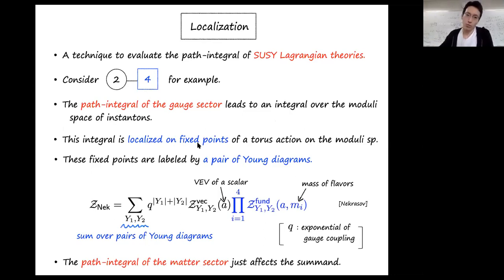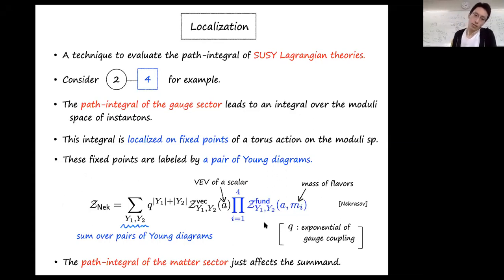I mean, the instanton moduli space is acted on by some group, which corresponds to the rotational symmetry of the space-time and gauge symmetry at infinity. And due to that action of the group, this integral over the moduli space of instantons is localized on the fixed points of this torus action. And what is interesting is that these fixed points are labeled by a pair of Young diagrams. So what's happening here is that this path integral of the gauge sector reduces to a sum over fixed points, or in other words, a sum over pairs of Young diagrams. And therefore, we have this kind of formula.